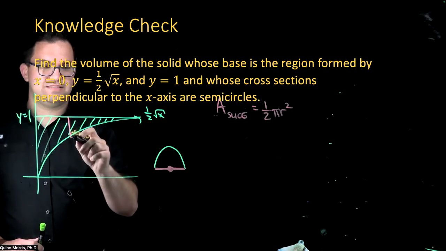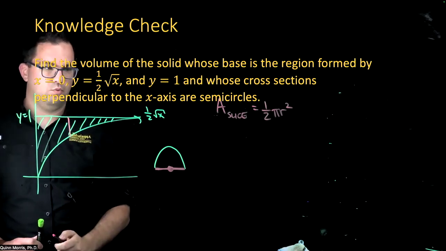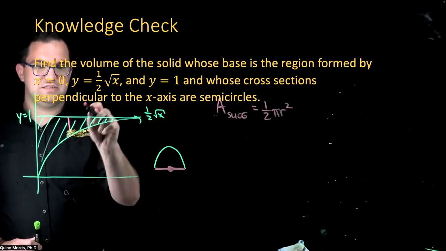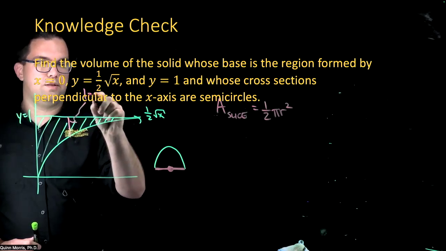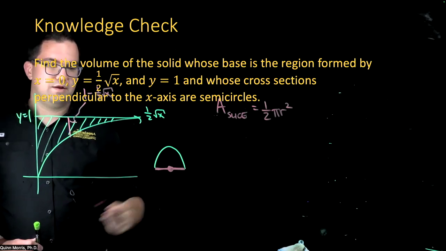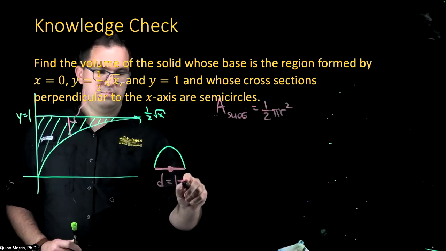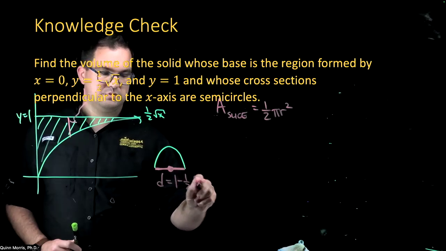So if I look at this distance here, well, this distance is just upper y value minus lower y value. So this distance in pink here is simply 1 minus 1/2 square root of x. Okay. Now, again, that's my diameter. My diameter is 1 minus 1/2 square root of x.